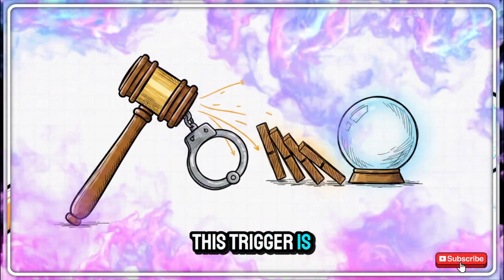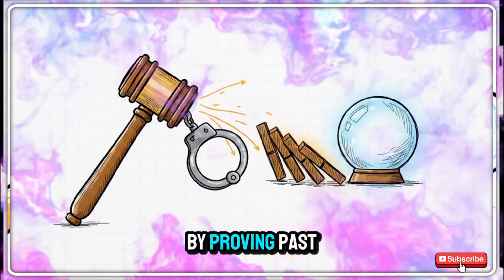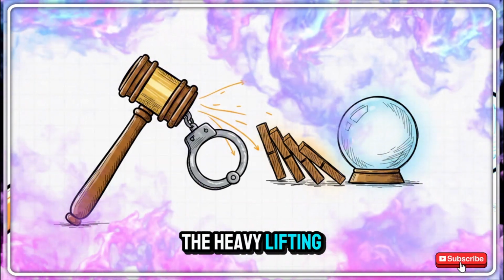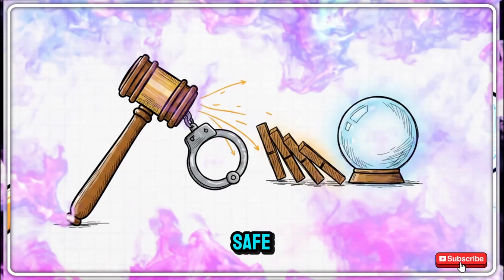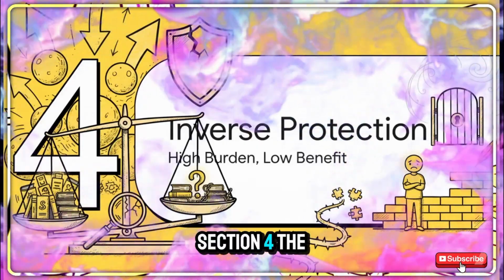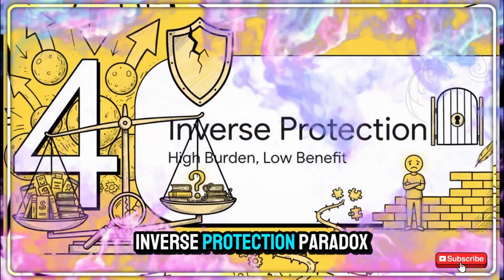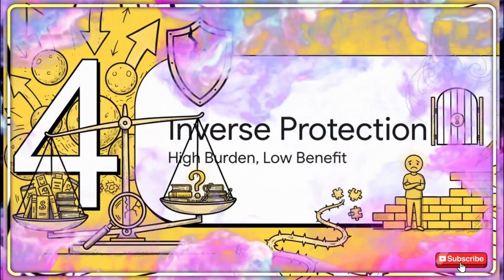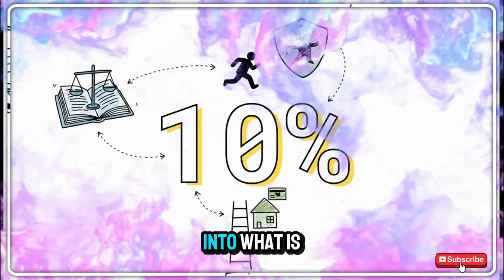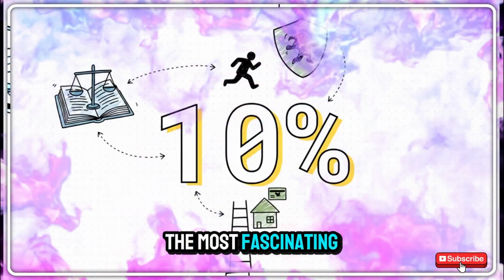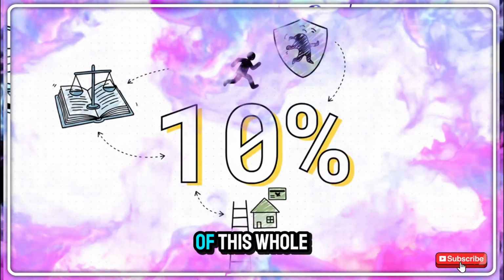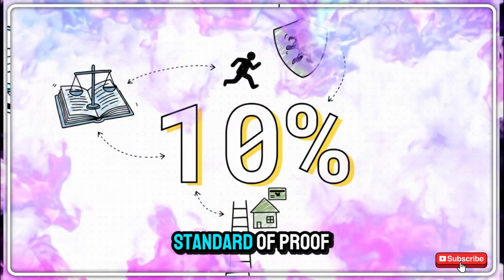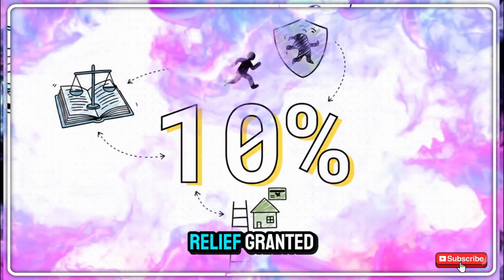This trigger is highly strategic. By proving past harm, the applicant forces the government to do all the heavy lifting of proving the country is suddenly safe. Section 4, the inverse protection paradox. High burdens, lower benefits. Okay, we're getting into what is probably the most fascinating, non-obvious detail of this whole system: a total mismatch between the required standard of proof and the actual relief granted.